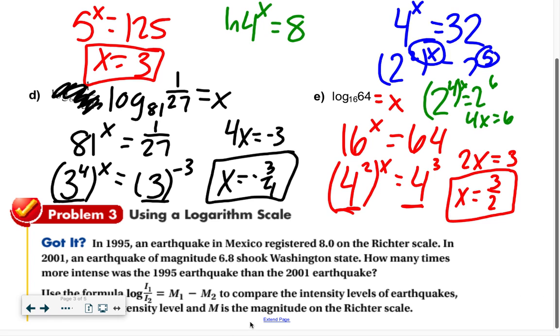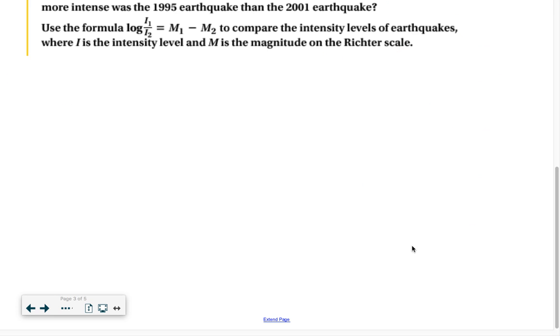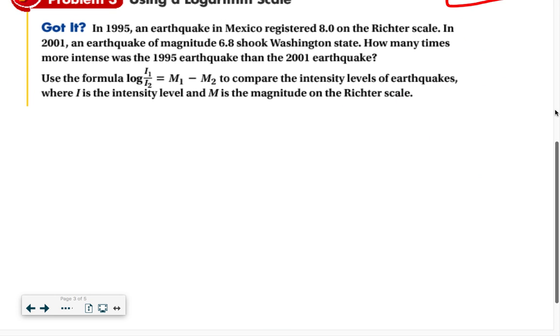Alright. Last one of the day. We got earthquakes. In 1995, there was an earthquake in Mexico that was an 8 on the Richter scale. In 2001, there was one in Washington that was 6.8. I want to know how many more times intense the 1995 earthquake was than the 2001.